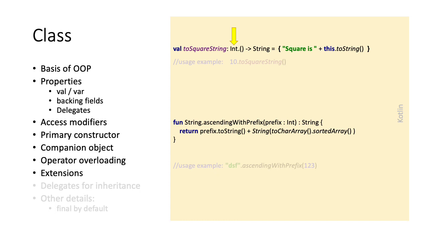Int is called the receiver for toSquareString function. String is called the receiver in the next. The extension functions can be called directly on the objects of the type they are extending. The number 10 is of type int, and hence toSquareString can be called directly. Similarly, ascending with prefix can be called on any string object.